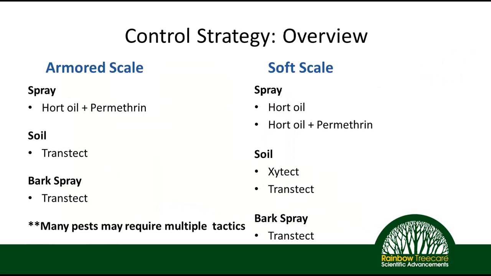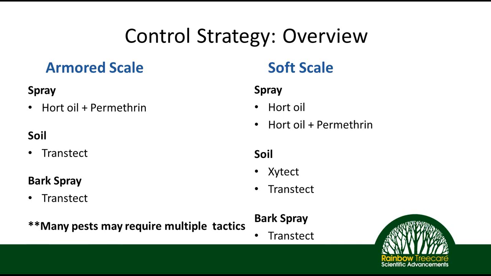So just an overview control strategy for different types of scales. I do want to stress over here that with scale insects, multiple control strategies may be necessary. So for soft scales, if you're going with a spray, you can apply horticulture oil either in late fall before winter hits or early spring with a permethrin, or just do a permethrin contact spray as soon as the crawlers are out.